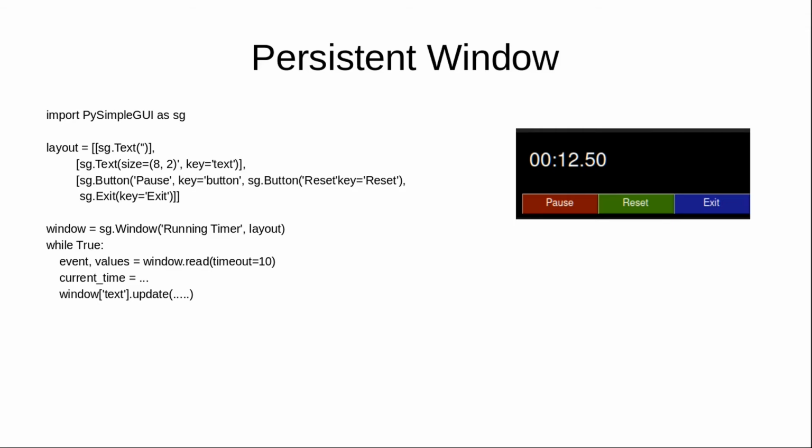The persistent window, on the other hand, will be displayed until the program ends, which means that it is inside a loop that periodically reads the window to get its events and values with the read method, and the reading happens inside the loop. You may have noticed the timeout parameter in here.